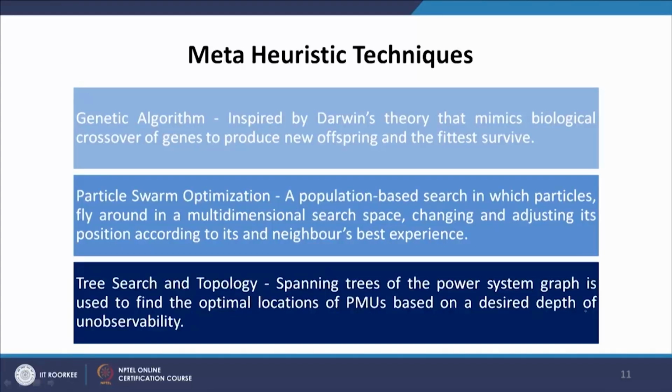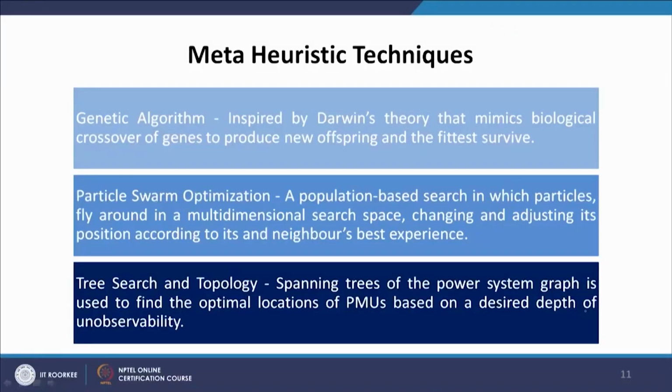There are also metaheuristic techniques that are frequently used by different researchers. Talk about genetic algorithms, particle swarm optimization, tree search and topology methods. So, these are different algorithms being used. All of you may be aware of those applications, but just to repeat again, the genetic algorithm is a random search algorithm based on offspring and fitness survival.